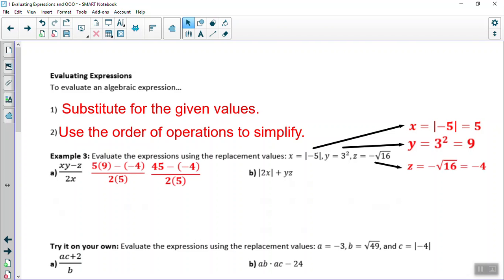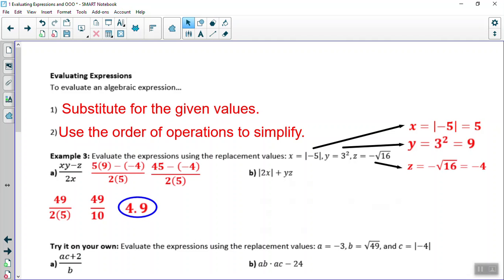We get 45. All right, so now I can take care of the 45 minus negative 4. Right? So if I put that in my calculator, or I can change this to two negatives make a positive, it's really saying 45 plus 4. So I get 49. Right, now I can take care of the bottom. 2 times 5 is 10. So now we have 49 over 10. And if we divide that, we end up with 4.9. Then we can circle our answer.